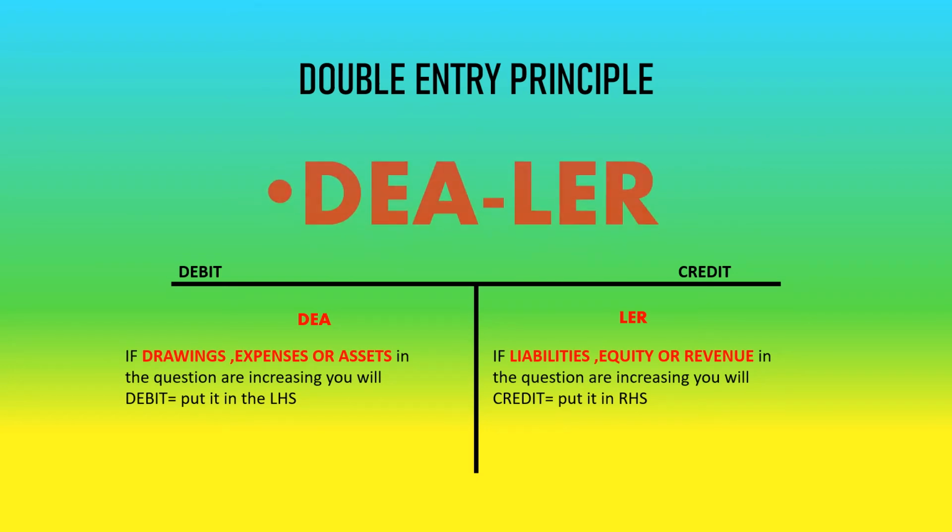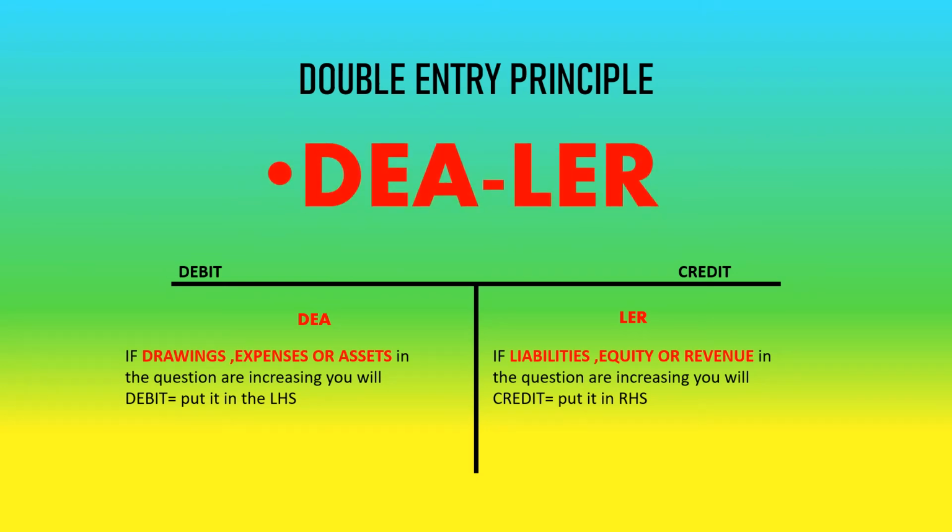So let us now talk about how the dealer works. Let's break the word dealer into two parts. The first three letters of the dealer work in the same way. The next three letters of the dealer work in the same way. So if drawings, expenses, or assets in the question are increasing, you will always debit it, which means you put it on the left-hand side of the account. If liabilities, equity, or revenue in the question are increasing, you will always credit it and put it on the right-hand side of the account.